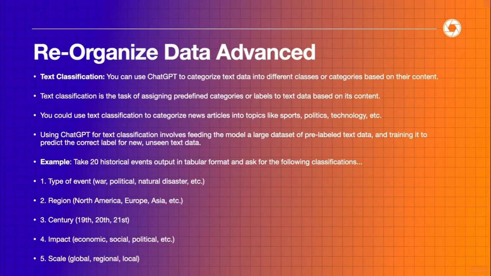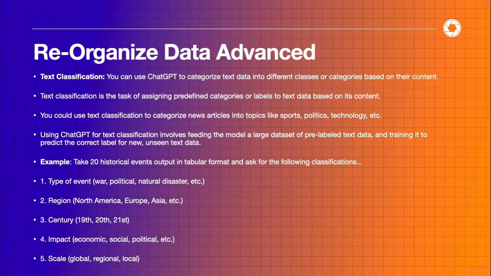Now on to advanced data reorganization and classification. Text classification. You can use ChatGPT to categorize text data into different classes or categories based on their content. Text classification is the task of assigning predefined categories or labels to text data based on its content. You could use text classification to categorize news articles into topics like sports, politics, technology, etc.